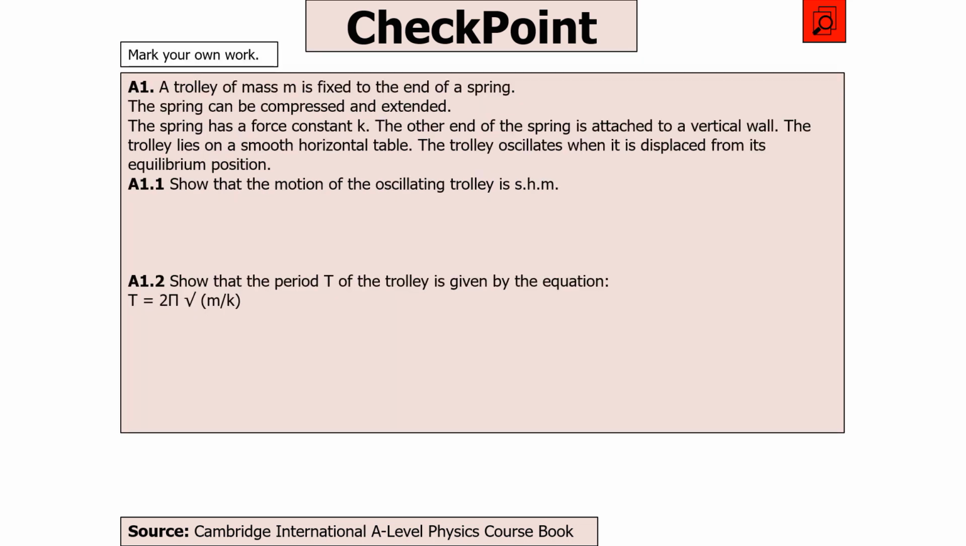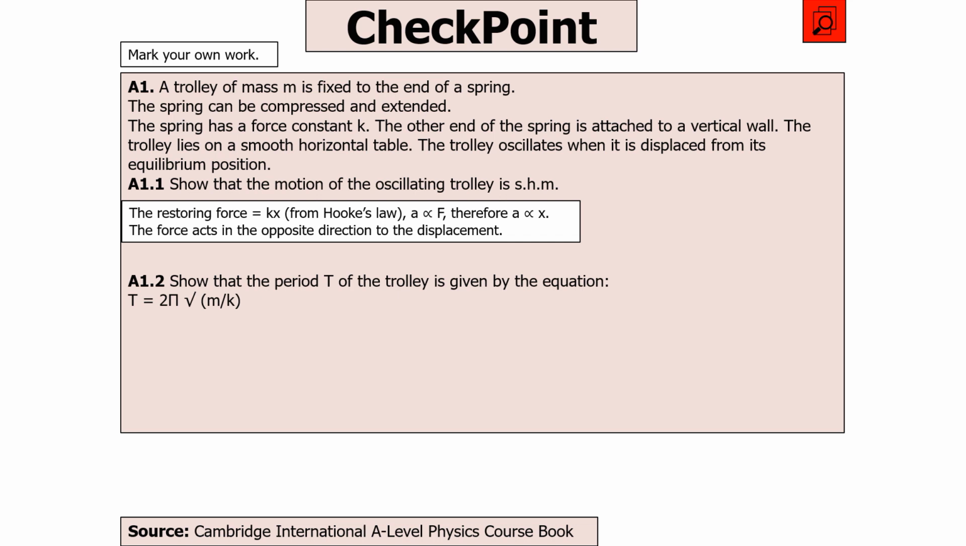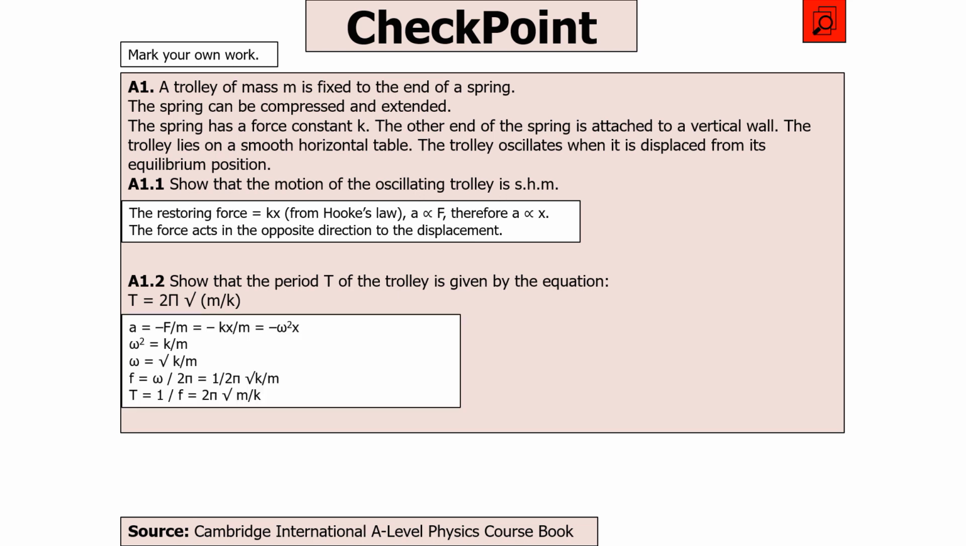So in this one, you've got to prove that a is directly proportional to F, and therefore a is directly proportional to x. We know that the force acts in the opposite direction to the displacement, so therefore it must be simple harmonic motion. Now we know from Newton's second law, a equals minus F over m. It's a minus because we know that the force is always acting towards the equilibrium, so in the opposite direction to the displacement. So now we know in the spring constant, F equals kx, so we can sub that in. And we also know that because it is simple harmonic motion, a equals minus omega squared x, where x is the displacement. So therefore we can cancel everything through.